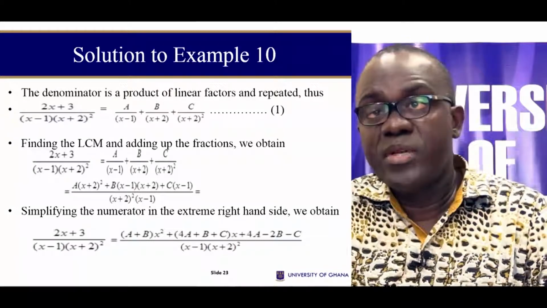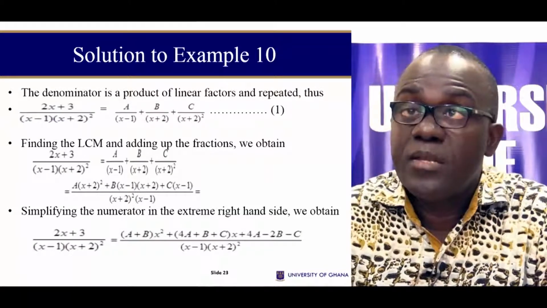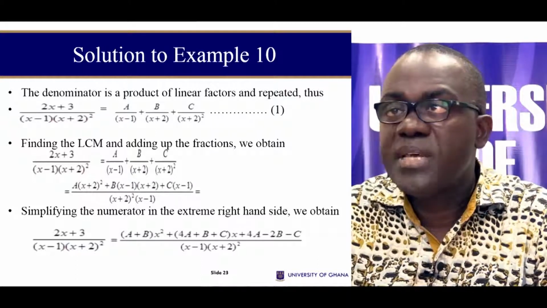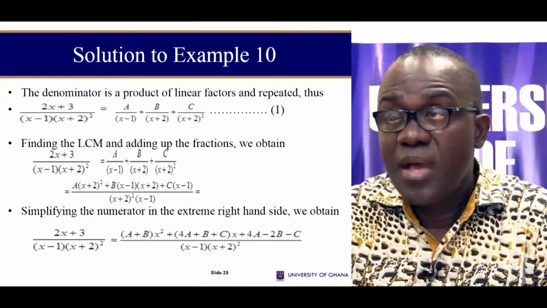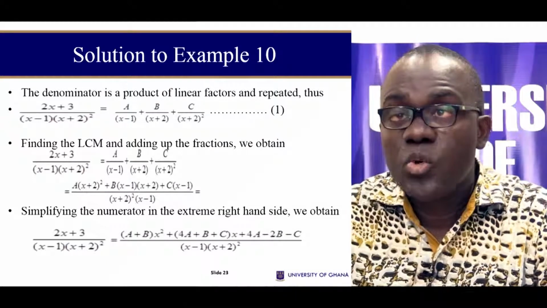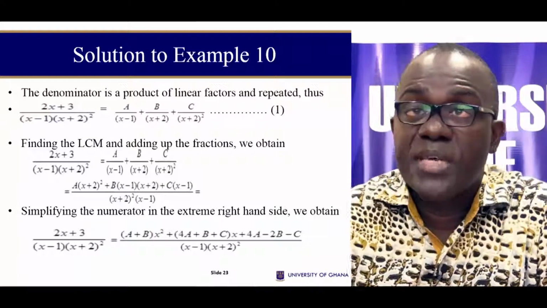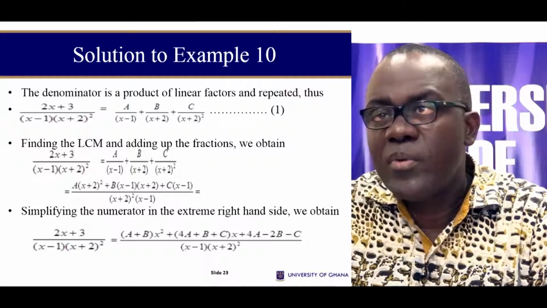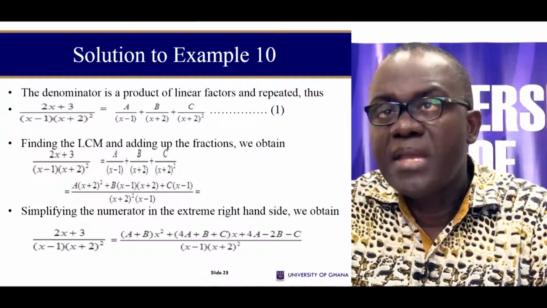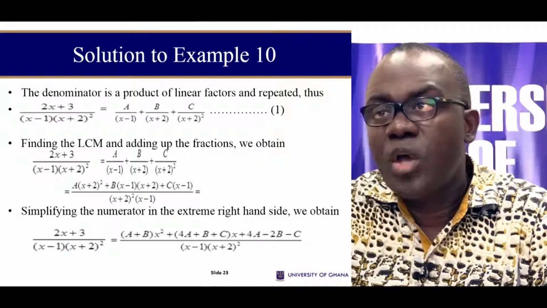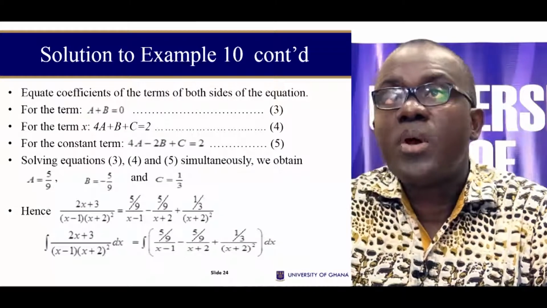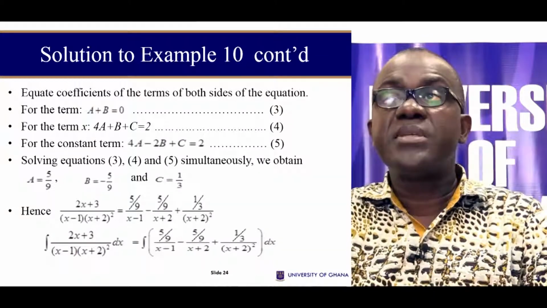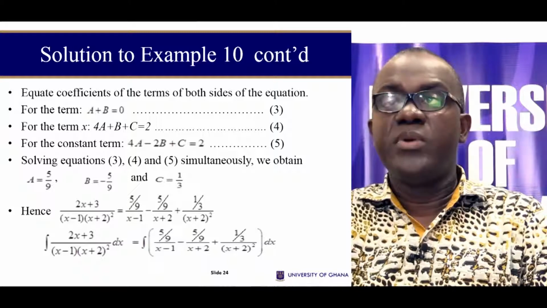We use the same method. We expand it, and then you see for x squared we have this coefficient, for x we have this coefficient, and for the constant we have this coefficient. So we have to now equate the coefficients. For x, the coefficient here is 2, but the coefficient here is what we have standing here. For x squared, the coefficient is 0 here, and for the constant, the coefficient is 3. So when we equate that, we have these three equations, and when we solve these three equations, we get these values over here.